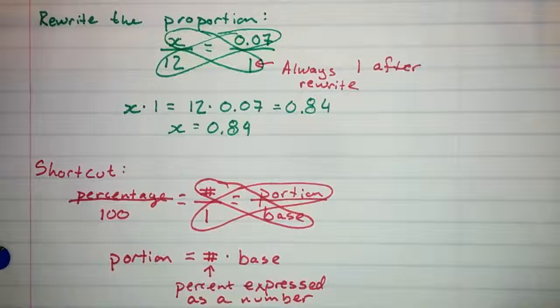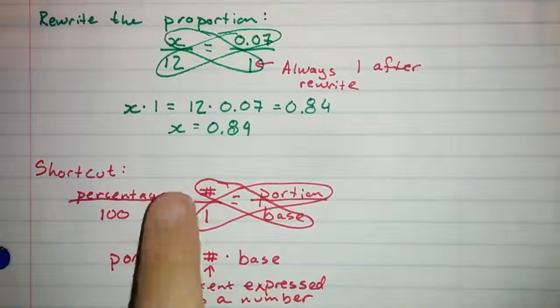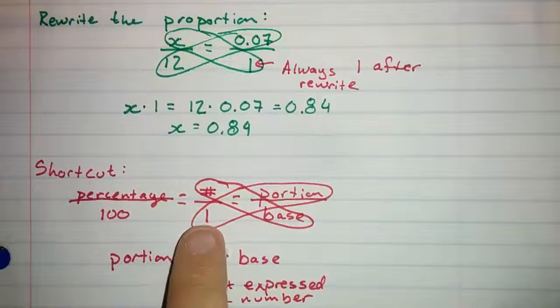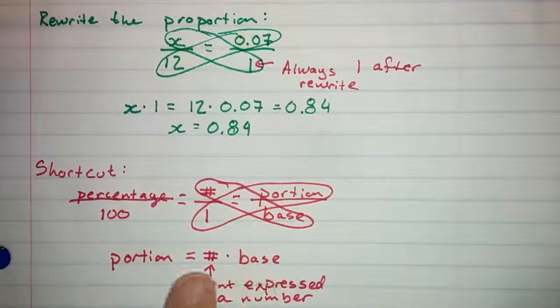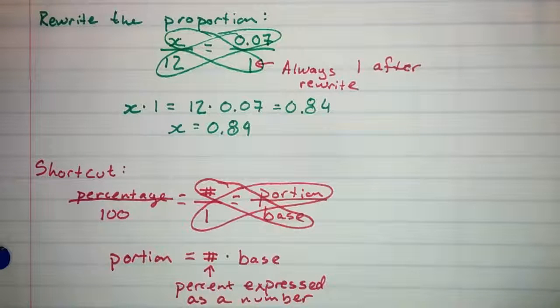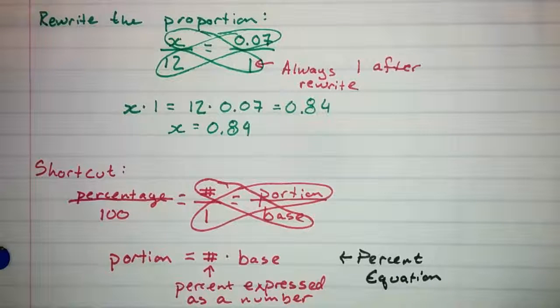Now, this probably looks familiar. This is very much like what we did with the unit rates, right? If we can write one of our ratios with denominator 1, the cross multiplication gets simpler, and we can shortcut it with an equation of this kind. We will call this the percent equation, and we will use it as a shortcut to solve problems involving percent. Let me give you a couple more examples, and then I'll have you try one.